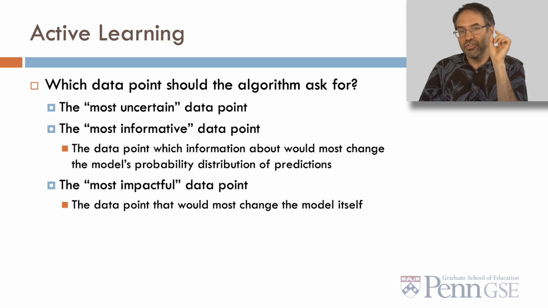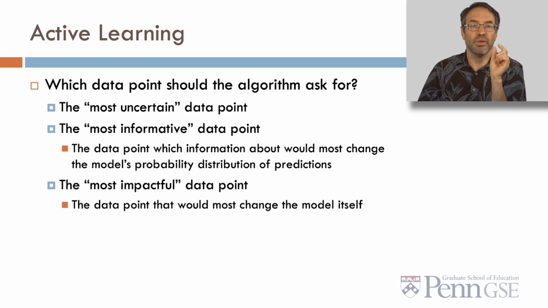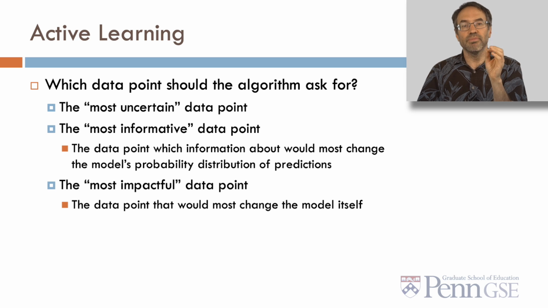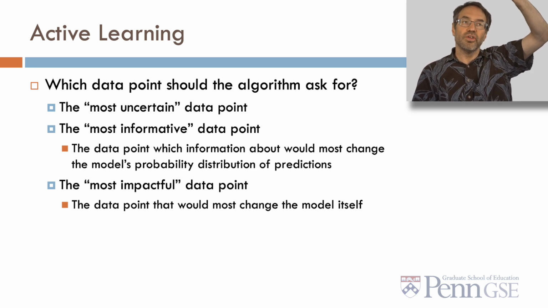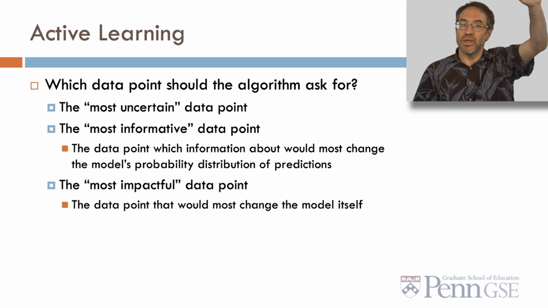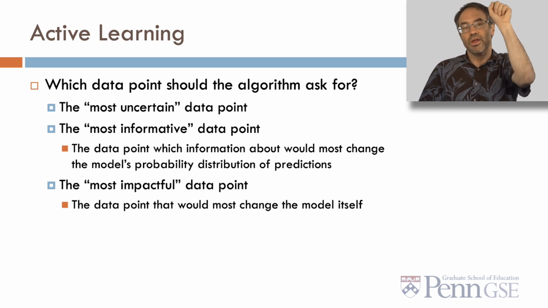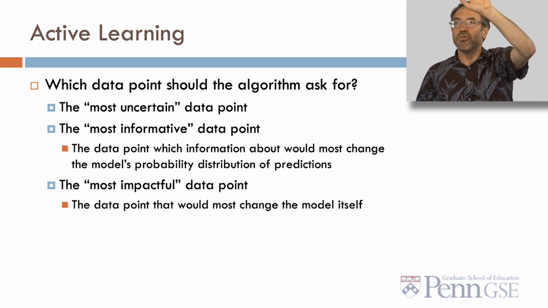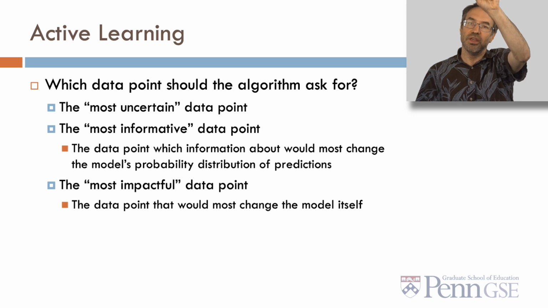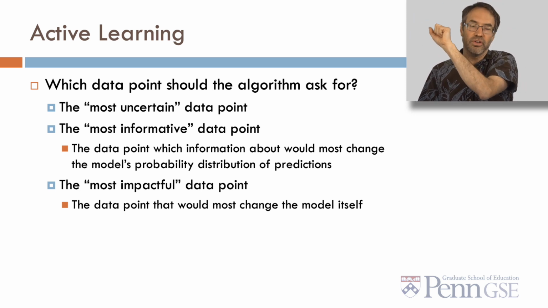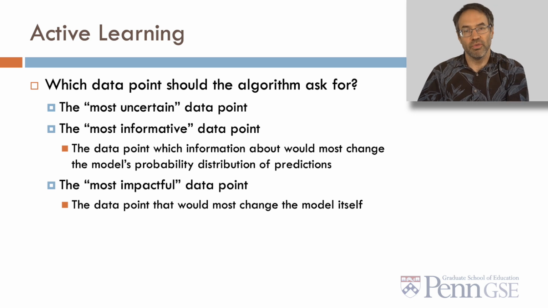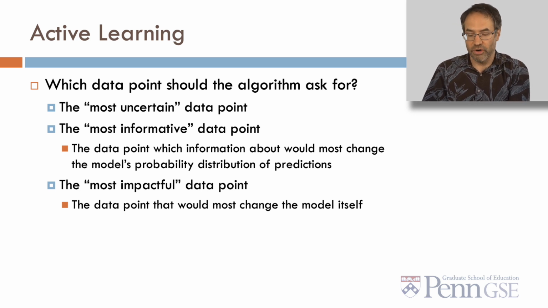Something, again, slightly different than most informative is most impactful. The most impactful data point is the data point that would most change the model itself. So we have, do we want to look at the data point we most are uncertain about? We have the least information about this data point. Do we want to look at the data point that if we knew the answer would most change the predictions we're making? Or do we want to look for the most impactful data point, the data point that would most change the model itself? And those are our alternatives.